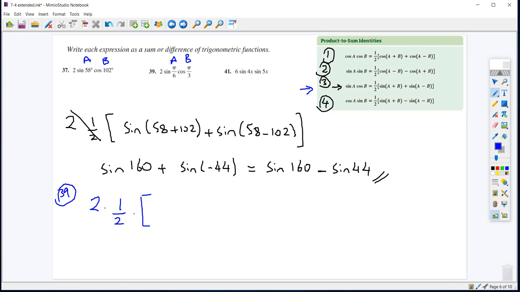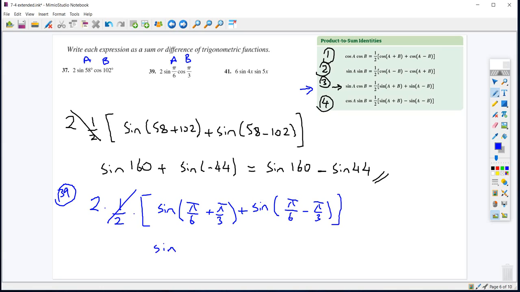So we will say sine of pi over 6 plus pi over 3, plus sine of pi over 6 minus pi over 3, and that's it. They cancel again. If you add pi over 6 onto pi over 3, that's definitely pi over 2. How do I know that? I made the denominator the same. Pi over 6 plus 2 pi over 6, 3 pi over 6, pi over 2. Easy math, I just skip that.